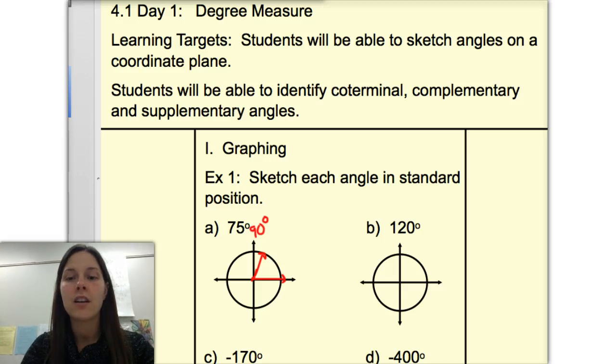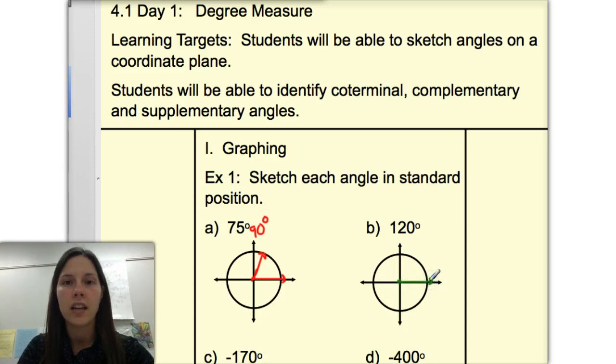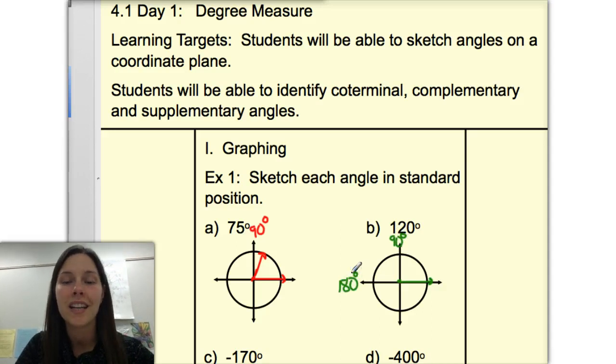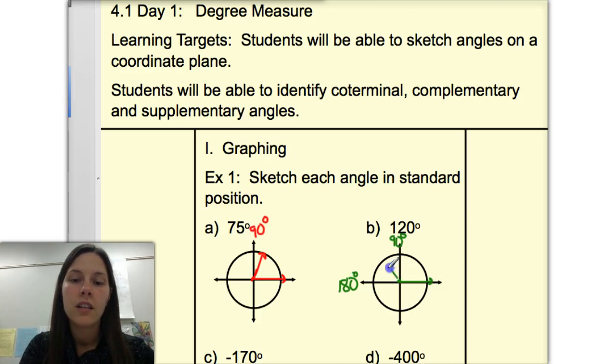Our next angle is 120 degrees. Again, we're drawing all of these in standard position. We're starting with our initial ray along the positive x-axis, and then 120 degrees. Remember that a quarter turn is 90 degrees, and a half turn would be 180 degrees. So the 120 degrees will lie somewhere in the second quadrant, approximately here, a little bit closer to the 90 degrees than the 180 degrees.